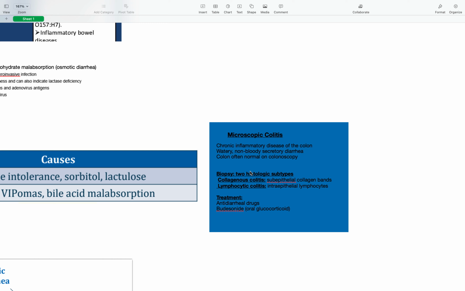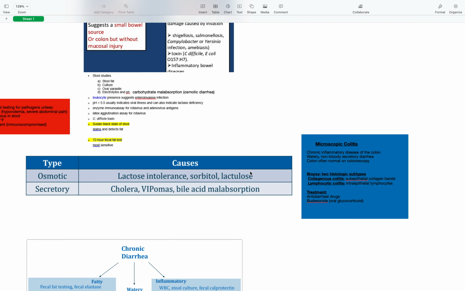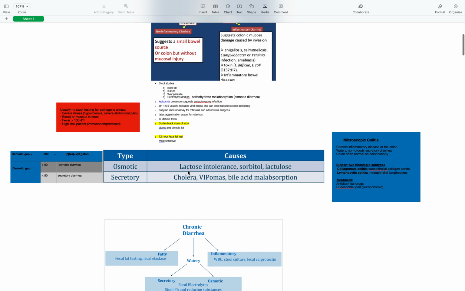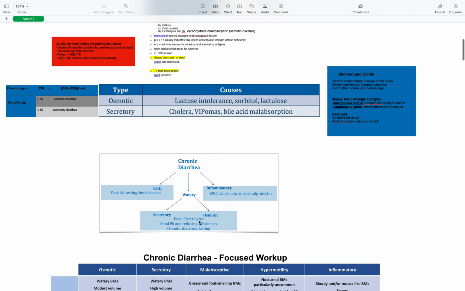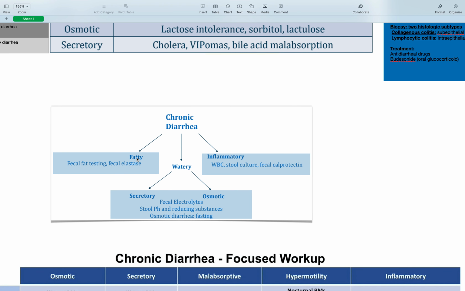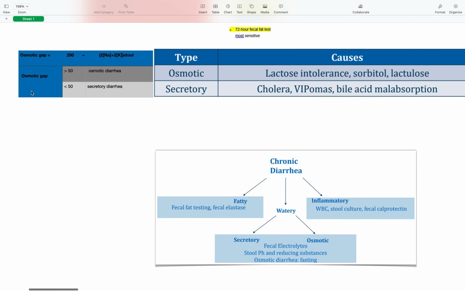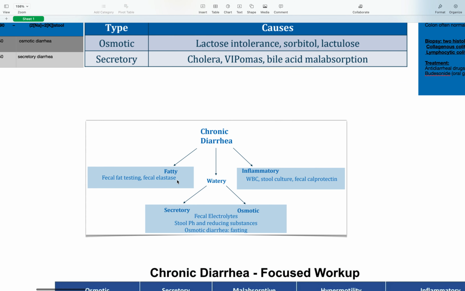So this was about microscopic colitis, and additionally, we will talk about the chronic diarrhea. So chronic diarrhea may be fatty, may be inflammatory, or may be watery. So watery diarrhea, as I said earlier, may be secretory or osmotic. So you want to do a fecal electrolytes. Fecal electrolytes is important because we want to find out the osmotic gap, if it is osmotic diarrhea or secretory diarrhea, right? Also, you need to do stool pH and reducing substances.